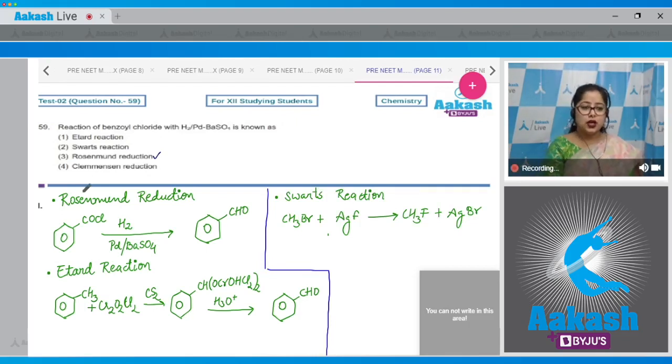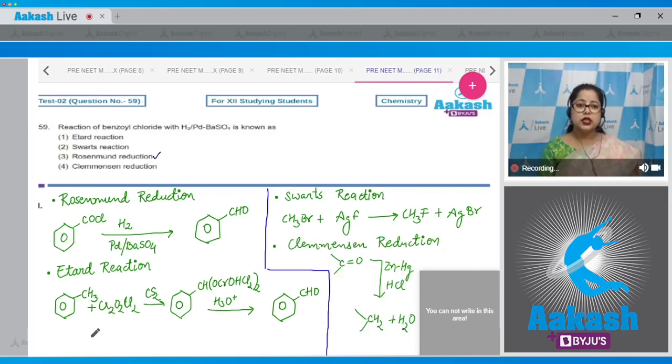Moving to the last reaction, that is Clemmensen reduction. So Clemmensen reduction is used to convert aldehydes or ketones into alkanes. I'm writing this reaction. So students, it is very clear that the correct reaction is Rosenmund reduction. That means the correct answer is option number 3.